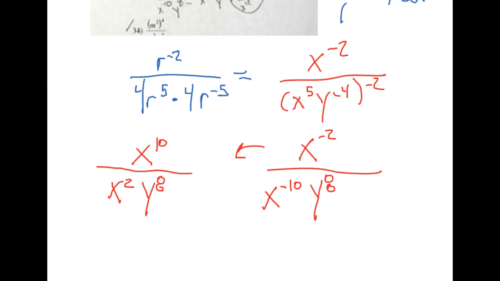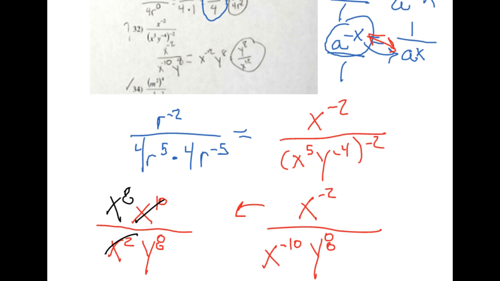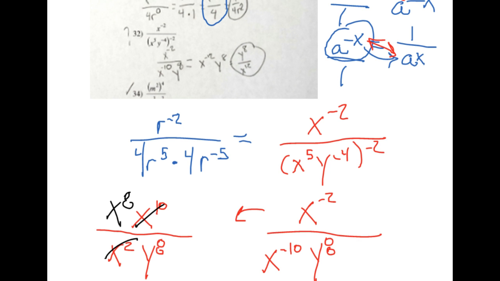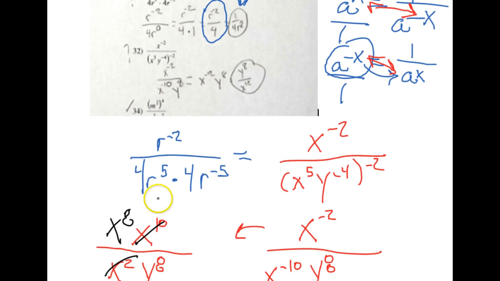And then what I'm going to do is 2 of these cancels out with 2 of those, and I get x to the 8th. I think the answer, if I have the problem written correctly, should be x to the 8th over y to the 8th. Looks like somehow you got x to the negative 12th here.